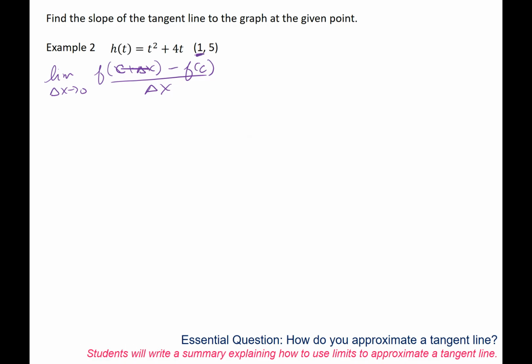All right, what am I plugging in for c? 1. Okay, so we've got the limit as delta x approaches 0 of f of 1 plus delta x minus f of 1 over delta x. All I've done is create my own specific formula now with the c plugged in.